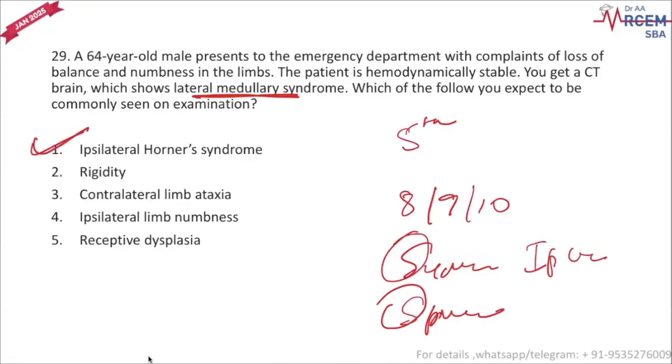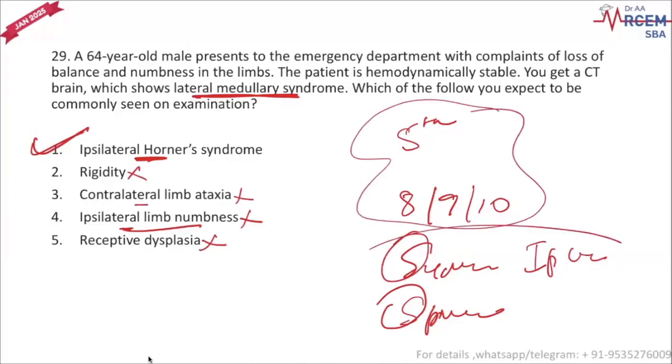Rest of the options do not appear. Ipsilateral numbness, no, it is contralateral. Receptive dysphagia is not seen. Contralateral limb ataxia, no. Rigidity, no. So ipsilateral Horner syndrome is what you're seeing. You need to remember the cranial nerves, the sympathetic chain and the spinothalamic tract. Then answering will become easier for you.